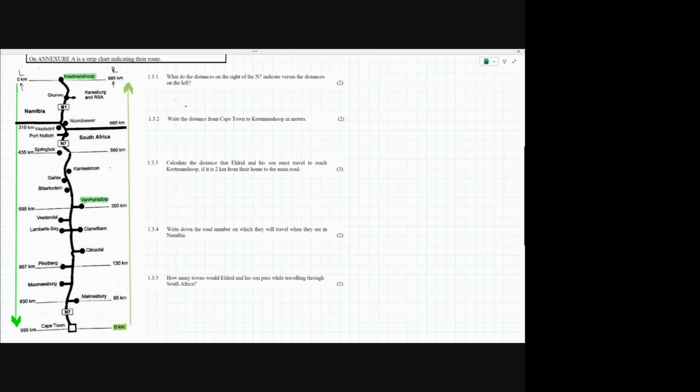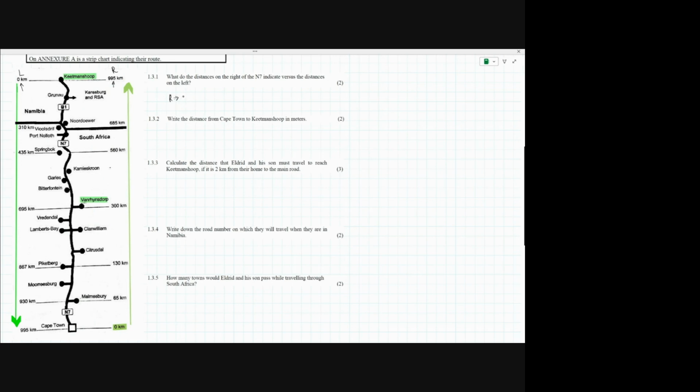So distances. If we just start with the right, you can start with either one, it doesn't matter. Obviously, you would need to write in full sentences. I know that seems a bit silly, and we are relatively strict about it when we mark. So try and put it in full sentences. It doesn't have to be a very wordy sentence. Just get your point across and move on.